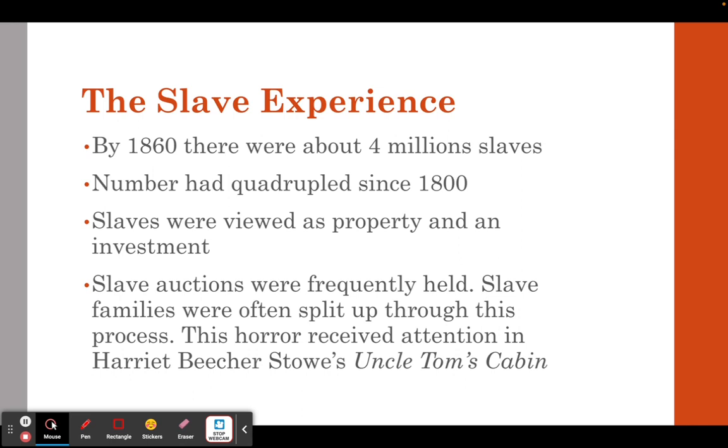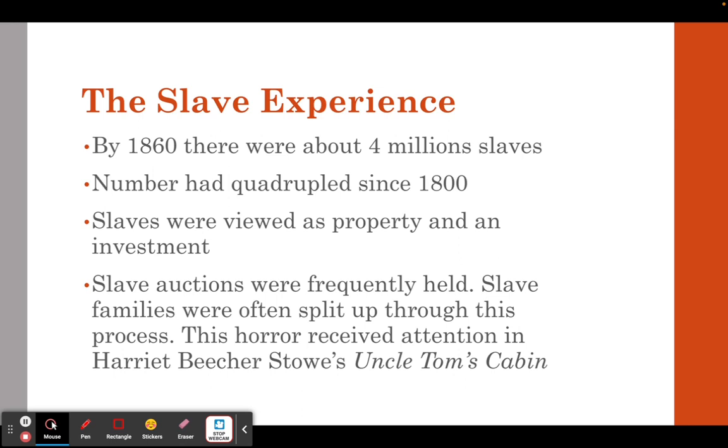Slaves are seen as an investment for somebody. They were not seen as human beings. Slave auctions were frequently held. Families were often split up through this process. This horror finally receives attention, especially in the North, through a novel that's published in 1850 called Uncle Tom's Cabin by a woman named Harriet Beecher Stowe.